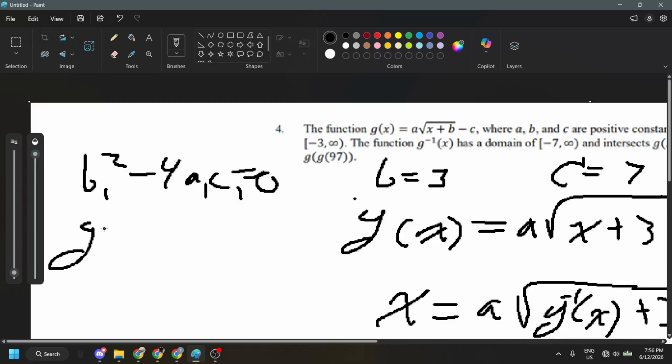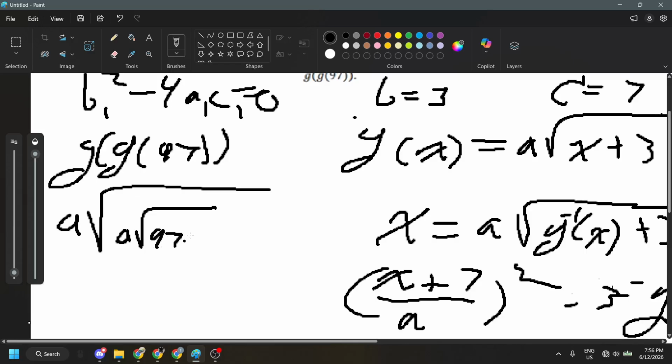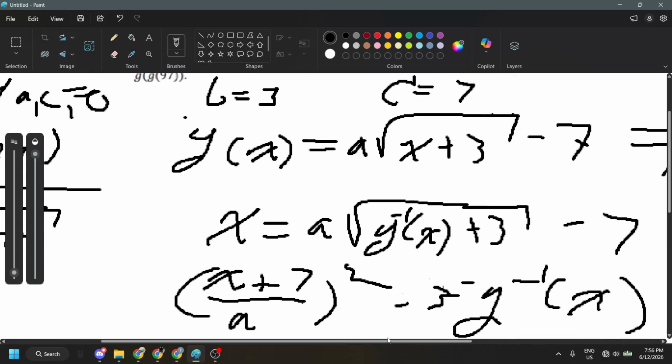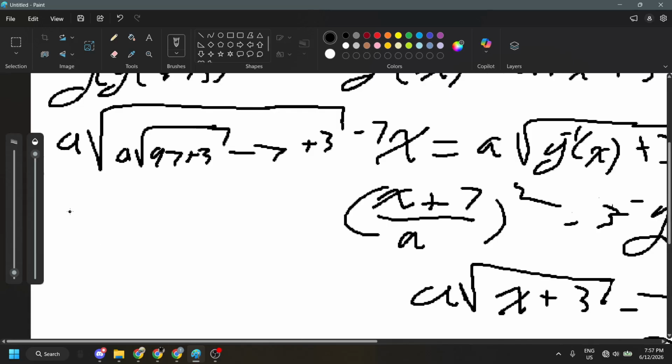Let's maybe find g of 97 in a better, more understandable way. It's a root 97 plus 3, minus 7, and then minus 7 plus 3 minus 7. So this is 100. So we have a root 100a minus 4 is what we need to figure out.